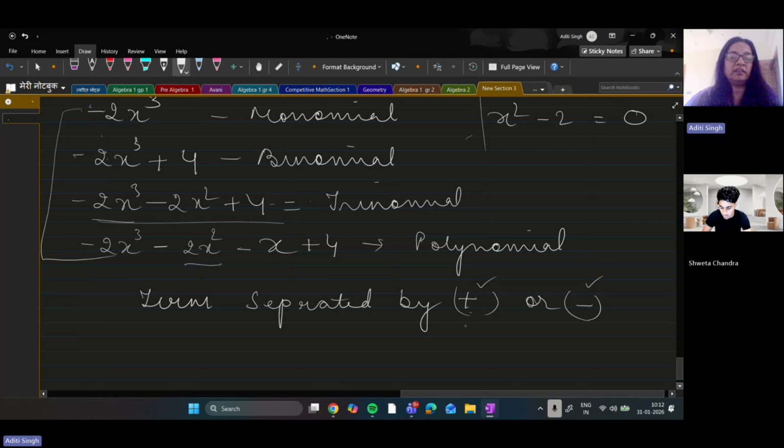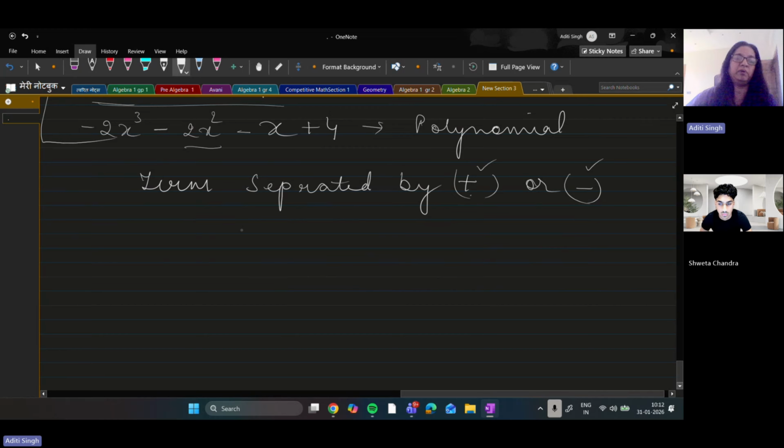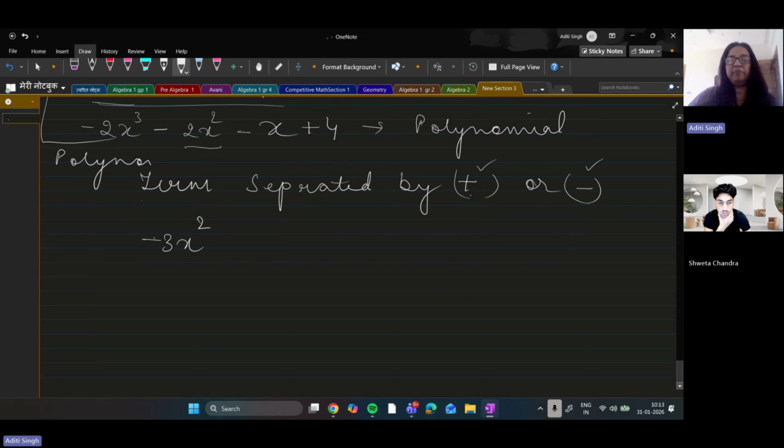Does it say that only 3 terms, 2 terms, 5 terms? No, it says that terms separated by plus or minus. So if you look at the definition, even a monomial should not be a polynomial because it is not separated. This is one term. But the polynomial definition says terms separated by plus or minus. Let's separate. Now this becomes x minus 1. For example, this is. So this is what? You remember that this is a trinomial, but you can also call it a polynomial.